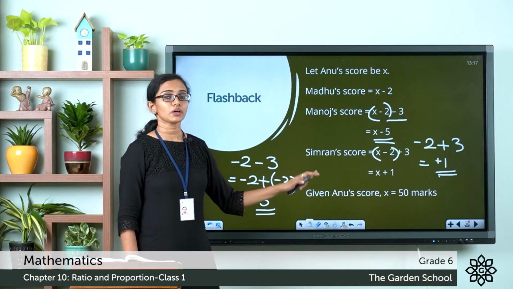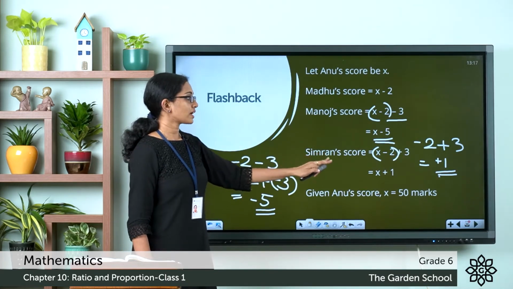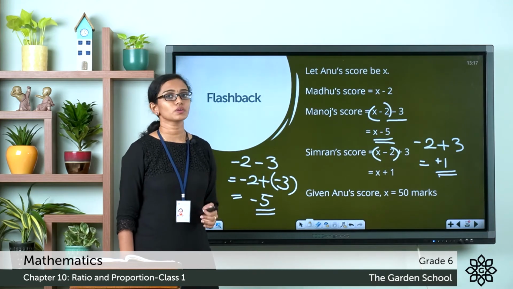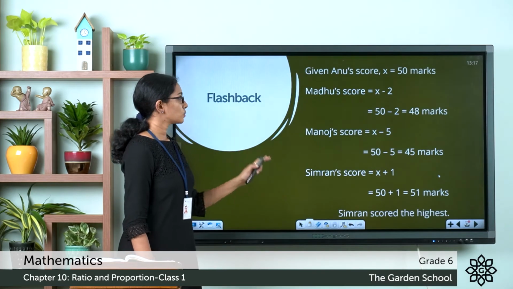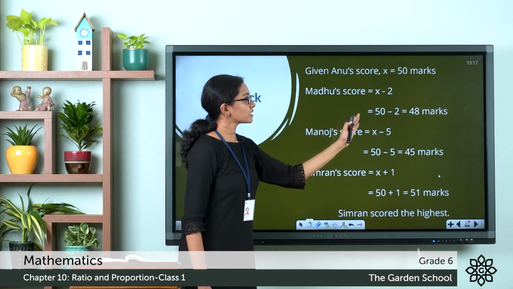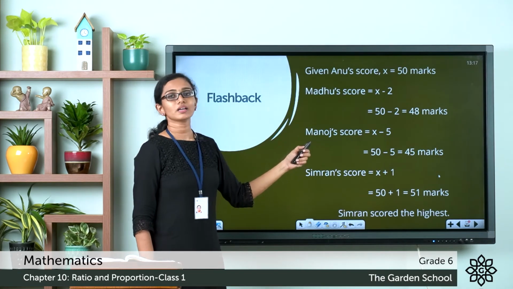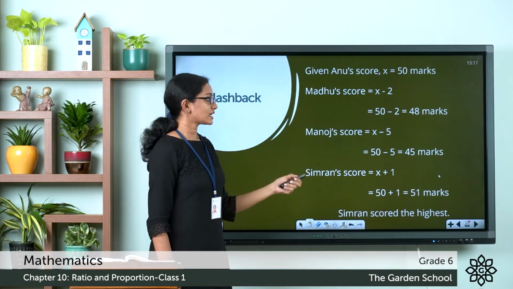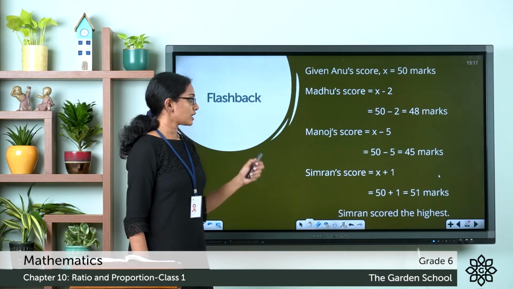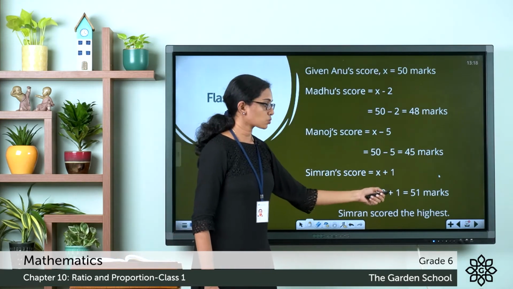Now that we are given Anu's score X is equal to 50, we can apply the value of X as 50 in each of the expressions here and find out the individual scores. So we can write Madhu's score, that is X minus 2, is equal to 50 minus 2, that is equal to 48 marks. Now Manoj's score is equal to X minus 5, that is 50 minus 5, it is equal to 45 marks. Now Simran's score is equal to X plus 1, that is 50 plus 1, which is equal to 51 marks.